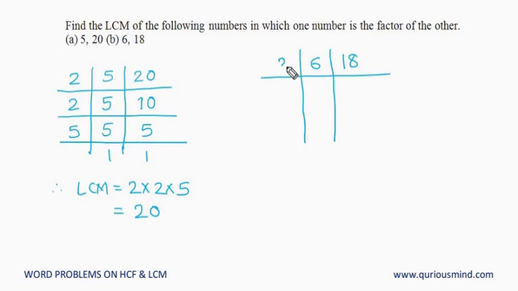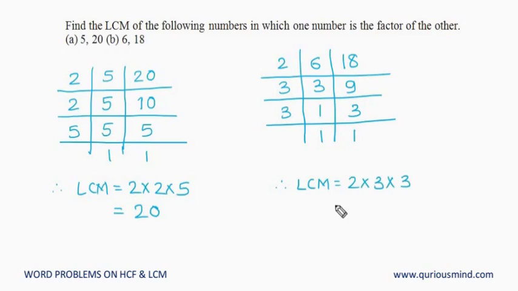Let's find the other one. Here 2 is a factor. Now 2 is not a factor, so look at 3. 3 is a factor. And lastly again we have 3 as a factor. And therefore LCM is equal to 18.